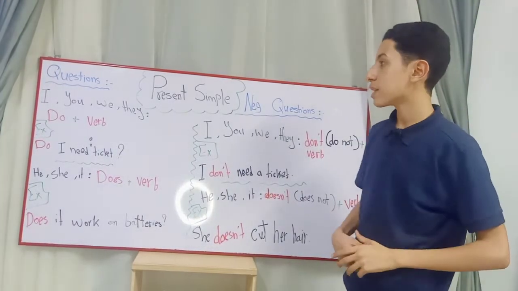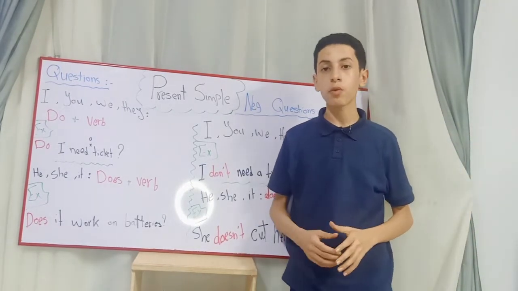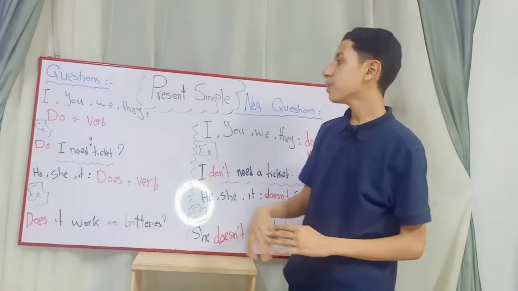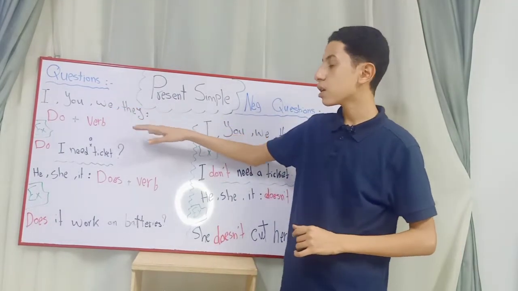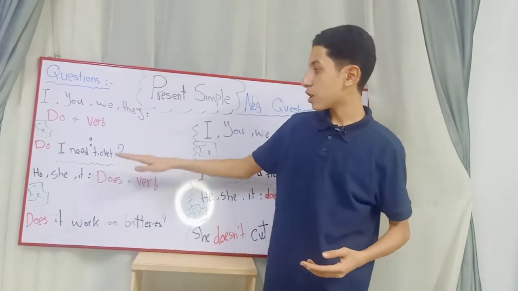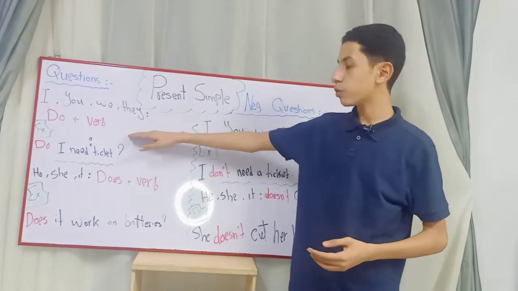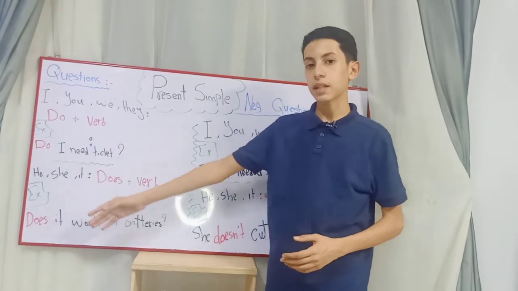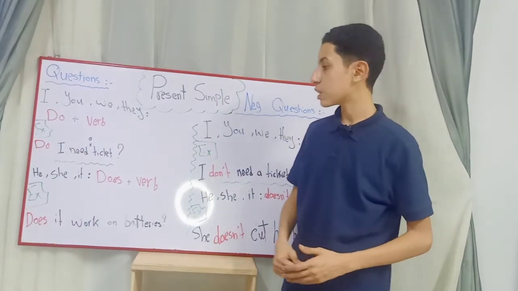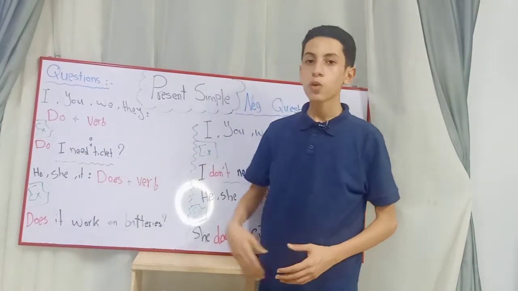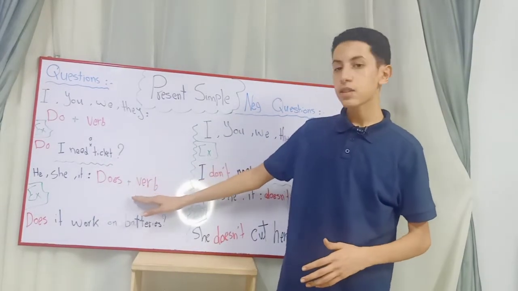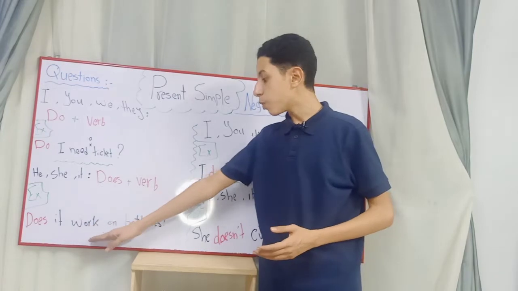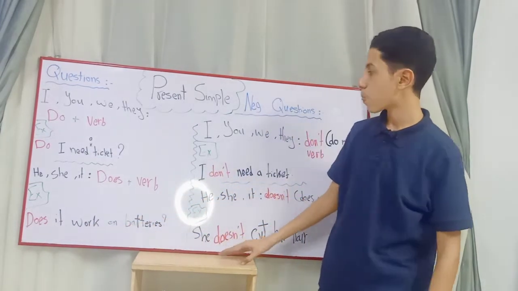Okay, now let's see how to use the question form in the present simple tense. So with I, you, we and they, we put do plus the infinitive form of the verb. For example, do I need a ticket? And with he, she and it, we put does plus the infinitive form of the verb. For example, does it walk on batteries?